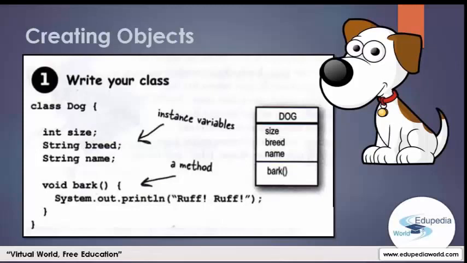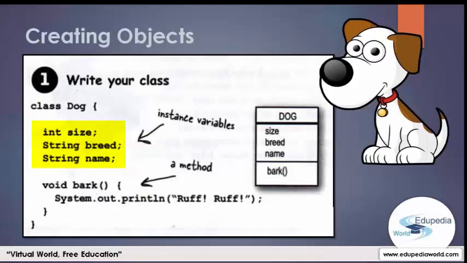So in this illustration, you can see the dog class. With the class keyword, we are defining the class name Dog, and with the curly braces, we are defining the instance variables and methods. As instance variables of the dog class, we have size, breed, and name. As size is a number, we are using the data type int, and as breed and name are text values, we are using the data type String.